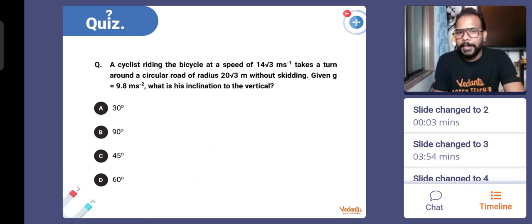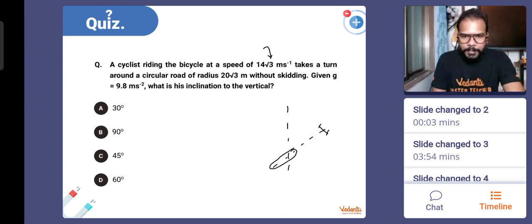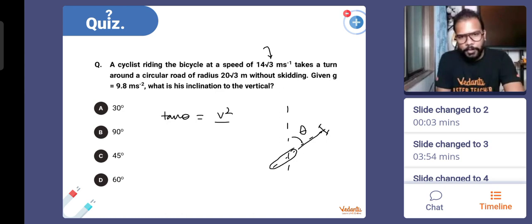Quiz for all of you guys. A cyclist is riding a bicycle with a speed of 14 root 3 meters per second. He takes a turn around a circular road of radius 20 root 3 meters without skidding. Given g is equal to 9.8 meters per second square, what is the inclination to the vertical? The angle with the vertical has been asked, so make sure you find this angle with the vertical. If the cyclist is bending like this, this is its tire, so this angle has been asked. And this angle is what we just now saw, v square by rg.